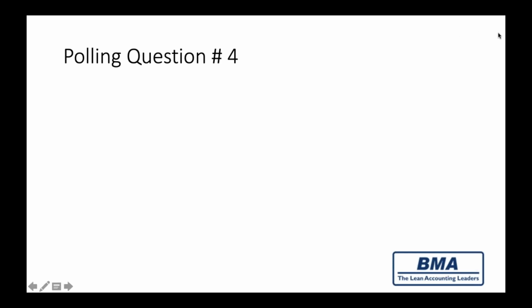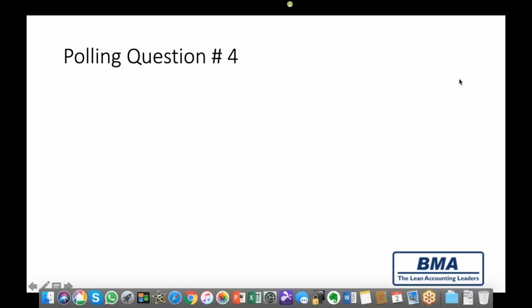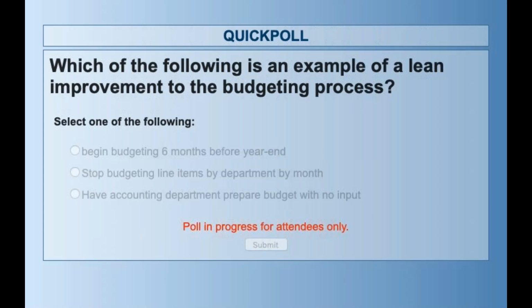So our final polling question. Which of the following is an example of a lean improvement to the budgeting process? Begin budgeting 6 months before year end. Stop budgeting line items by department by month. Have the accounting department prepare the budget with no input.